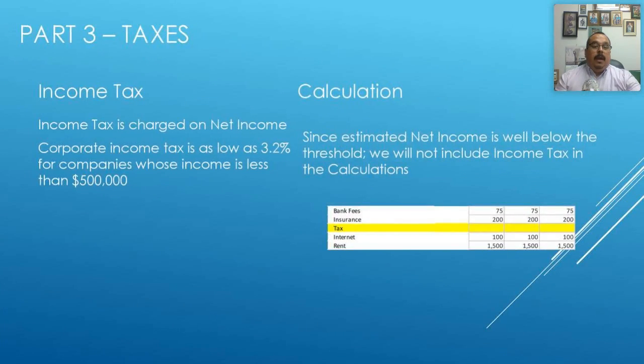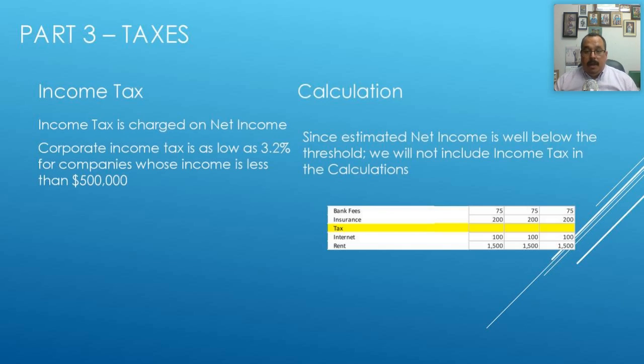Now, income tax, there is a line. See, I highlighted it in yellow. We'll speak on this specifically. So let's say you did open up a corporation. And the reason I'm not putting this in the cash flow is that when you file your income tax at the end of the year as a corporation, if you make less than $500,000, you will be charged 3.2% in corporate income tax.